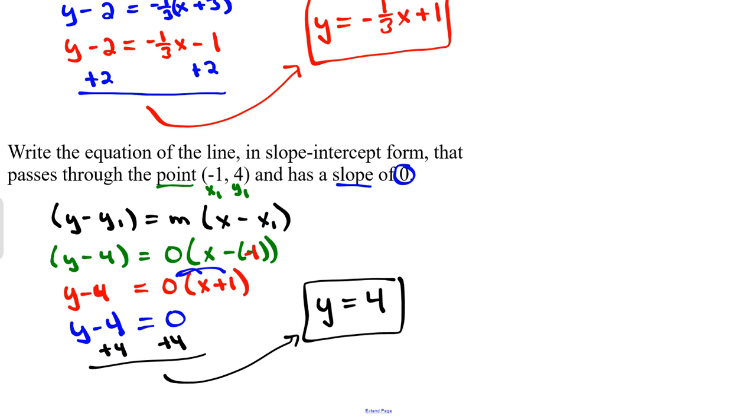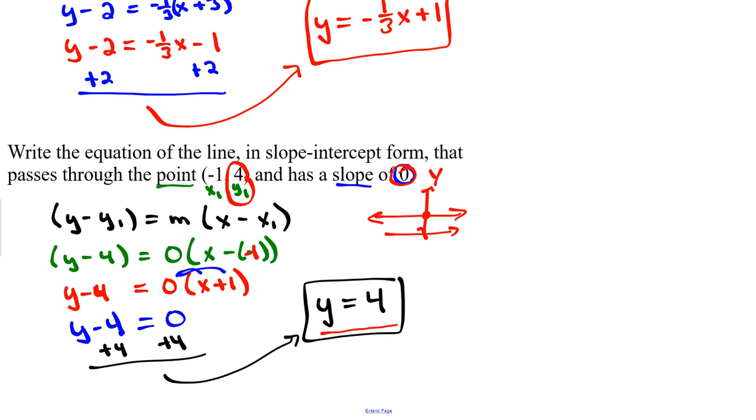Now we could have done this a different way as well, mainly because it has a slope of 0, which means it is a flat line or a constant line. And that means it has to go through our y-axis, which means it has to be a y value, which means we could just take the y of 4 that it gave us as a point as our answer. So now you got 2 different ways.